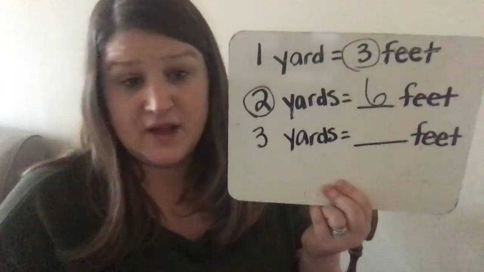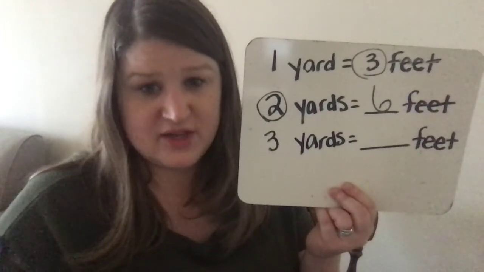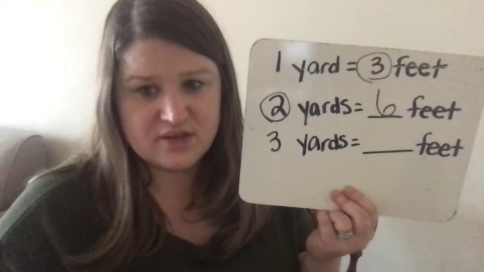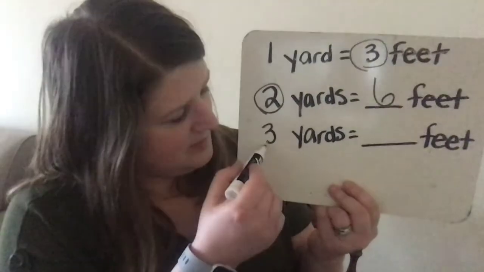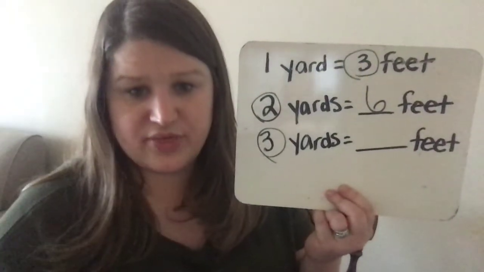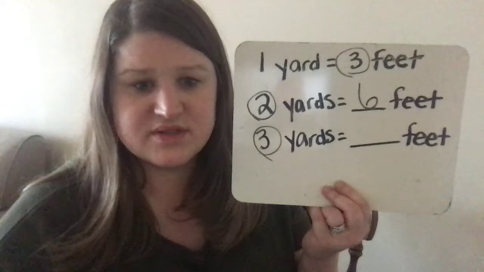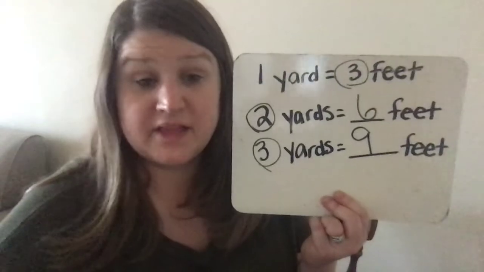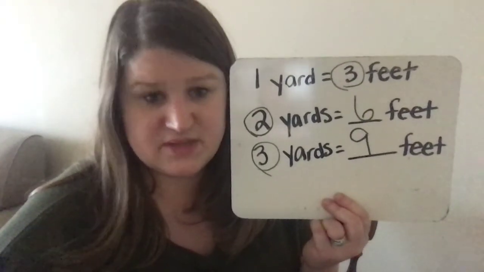Now, what if I say, we've done 1, we've done 2, let's do 3. 3 yards equals how many feet? So I'm going to do the same thing. A lot of this you can do in your head. You should know these multiplication facts. If you don't, you can always use a chart. But again, now I have 3 yards. How many feet is that going to be? I'm going to multiply this first number here always by 3. So 3 times 3 equals 9.